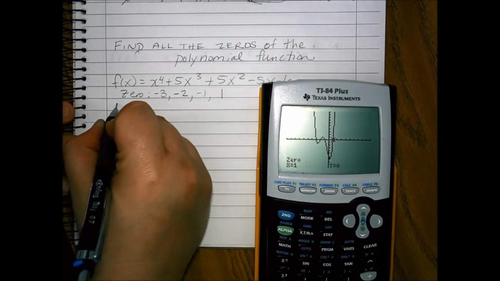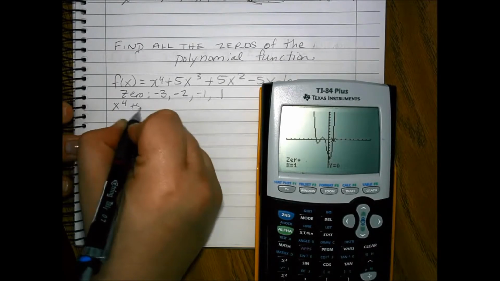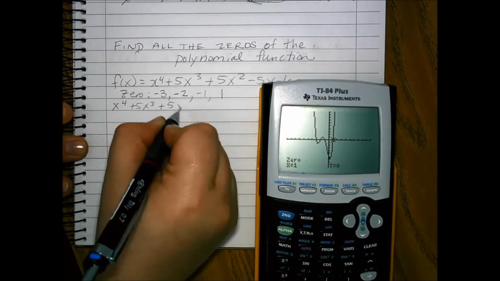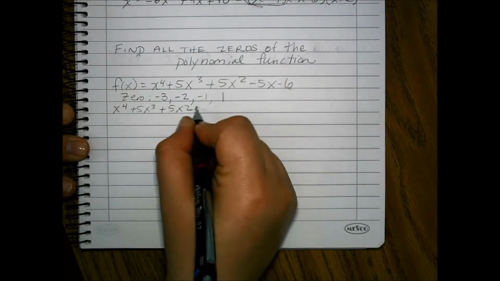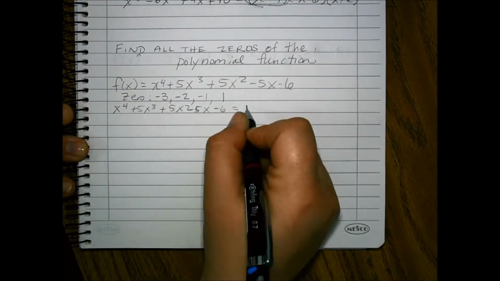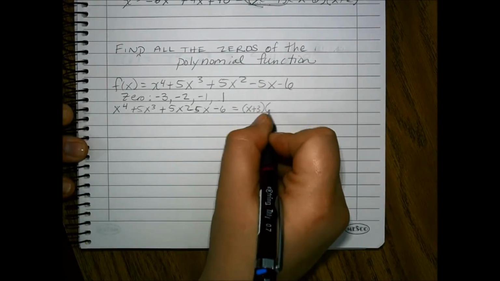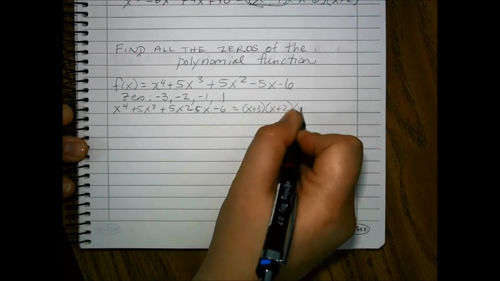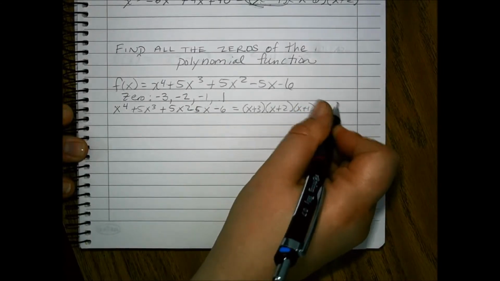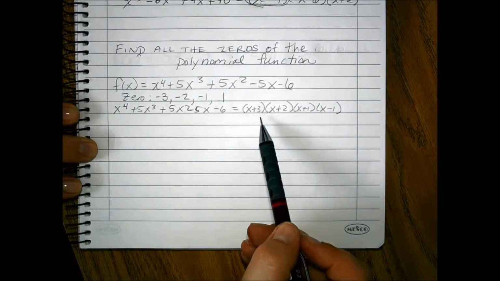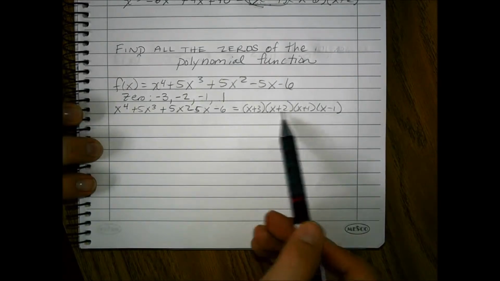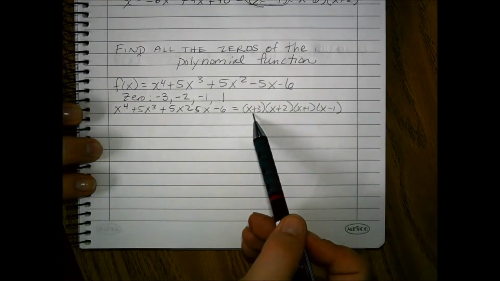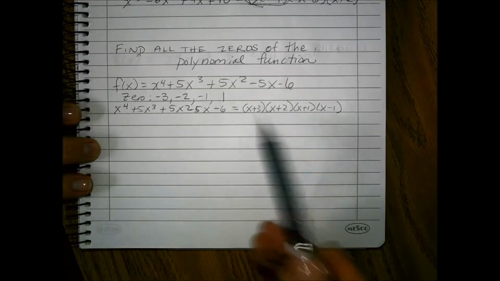Therefore, my function x to the fourth plus 5x cubed plus 5x squared minus 5x minus 6 is also equal to x plus 3, x plus 2, x plus 1, x minus 1. Noticing that for every 0, if it was plugged into each one of the factors, a 0 would make an output of 0, or make the factors equal to 0.